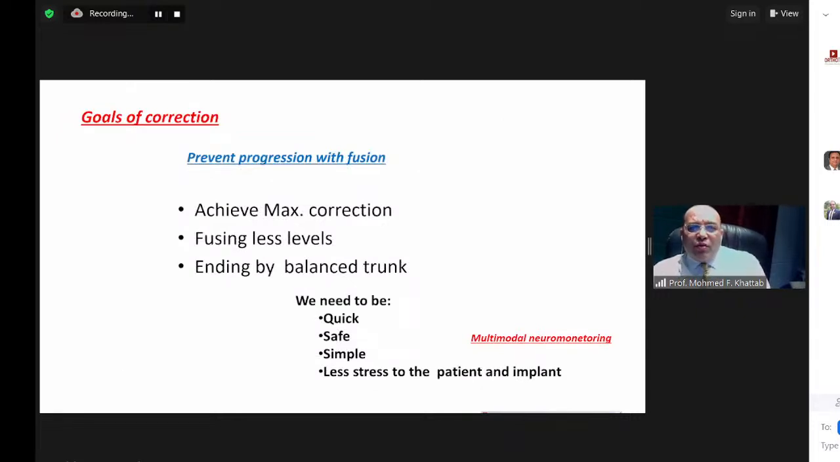As spine surgeons, we need to prevent the progression of any deformity, restore the alignment, and achieve maximum correction by fusing fewer levels, ending, of course, with a balanced trunk. We need to be quick surgeons, safe surgeons, and use the simplest type of maneuver to help the patient, which is less stressful to the patients and the implant. And I believe that multimodal neuromonitoring adds safety for the patient and for the surgeon as well, because we can control the correction power of our tools and of our osteotomies by supervising the patient's neurological state.